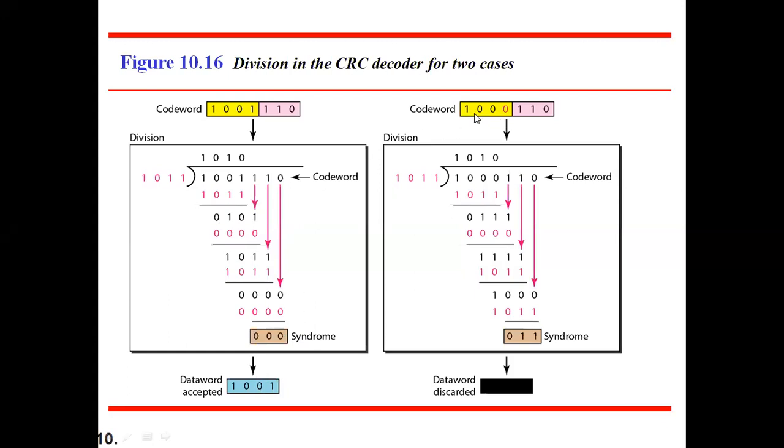So let's take another example at the receiver side only. Here one bit we have changed. Just observe this. Here it was 1001, here it is 1000. We have changed one bit a little. That means one bit has got corrupted.